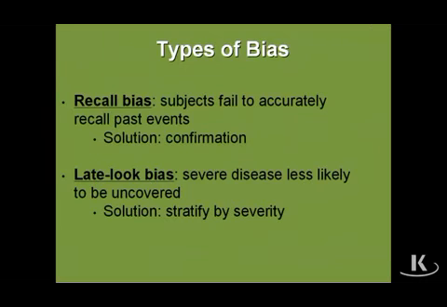Late look bias. Late look bias is a problem when we're trying to get a sense of, characterize perhaps, a severe, maybe life-threatening disease. The problem here is fairly straightforward. The most severe cases of disease are least likely to be available to us. I won't be able to see the severe cases. They'll already be gone. I've looked too late. They're no longer available.